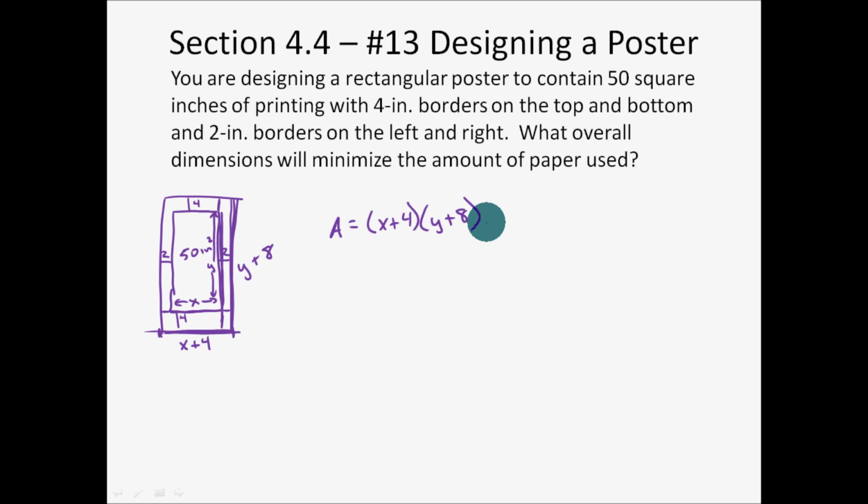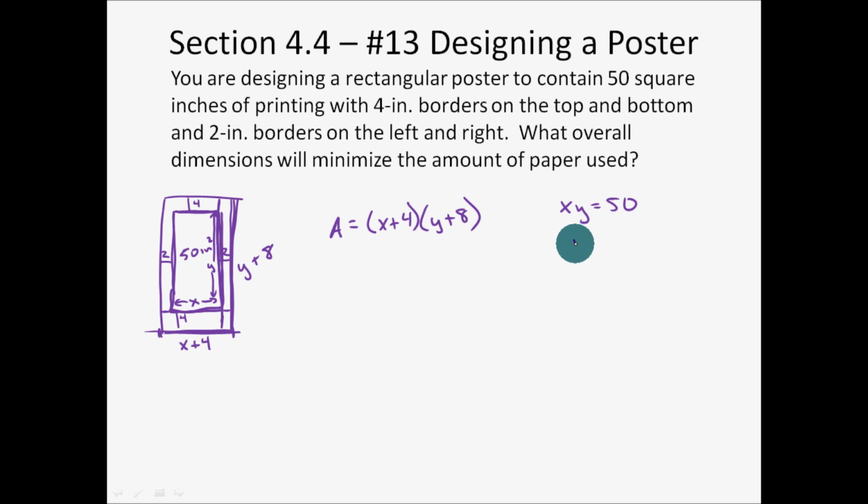Now what makes this a problem is that we have 3 variables: A, x, and y. It's okay that we have A here, but we want A to be an expression for area in relation to only one variable. So we've got to get rid of either the y or the x somehow, and this is where it's going to come from. Do you agree with this? x times y equals 50, right? Just for the poster part, ignoring the borders, the inside where all the printing is, is 50 square inches, and so that's x times y.